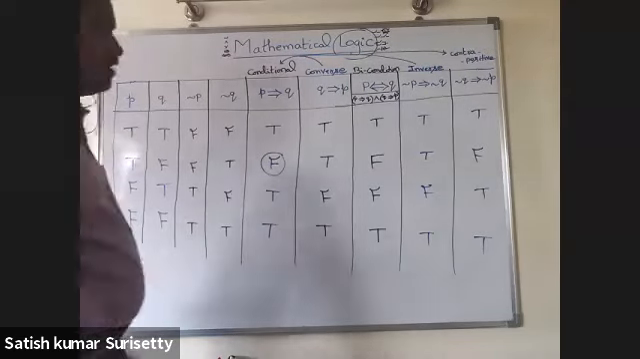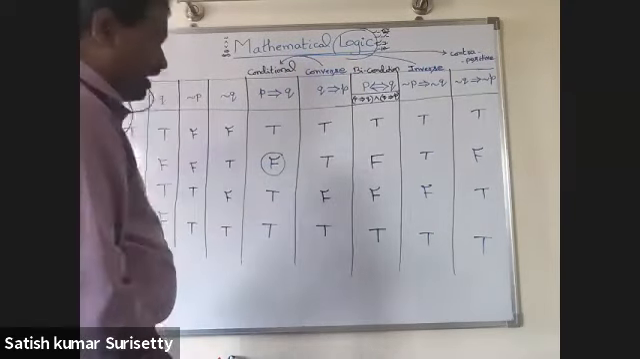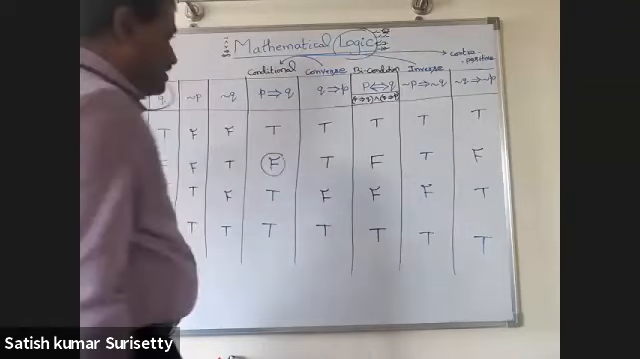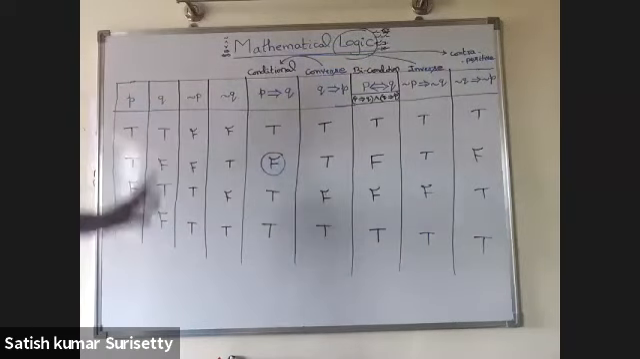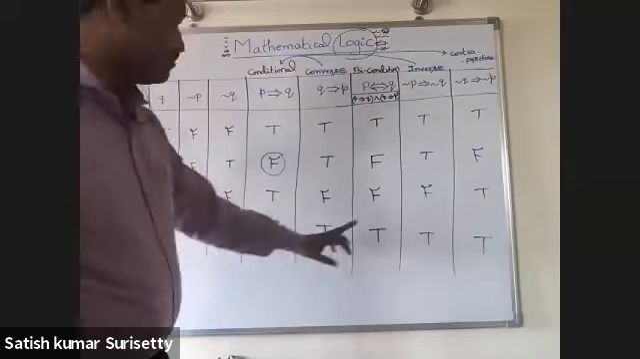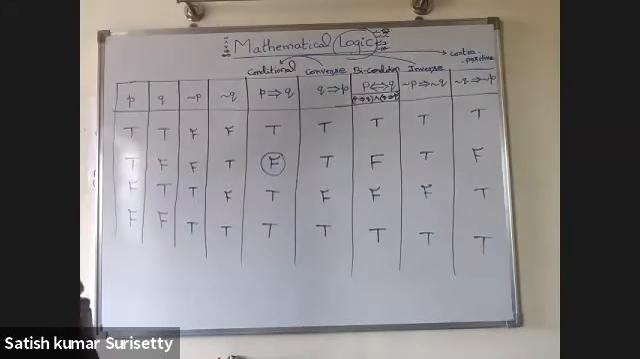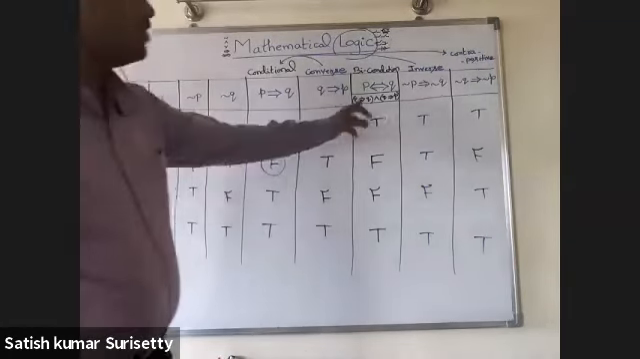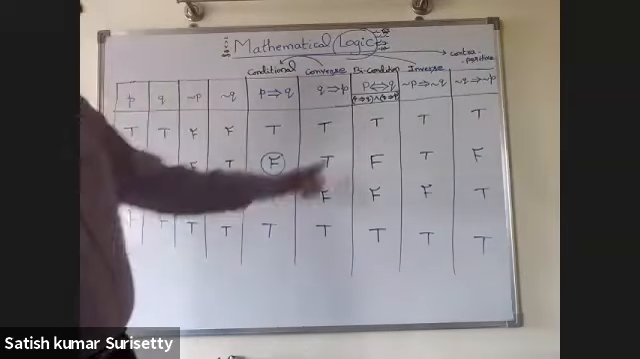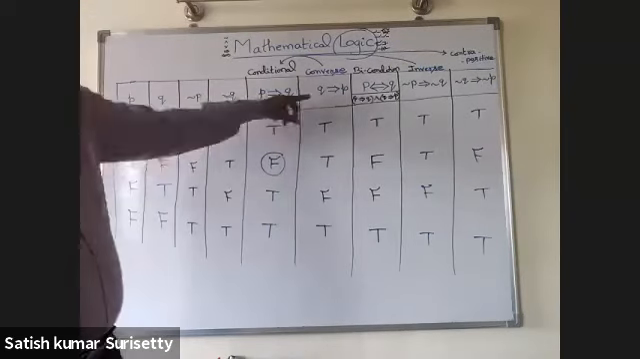That means this will be true when the truth values of P and Q are the same. If both are true, it is true. When both are false, also it is true. In all the other cases, it will be false. That means if the truth values are opposite, then it is false. Or remember that it is the conjunction of P implies Q and Q implies P.